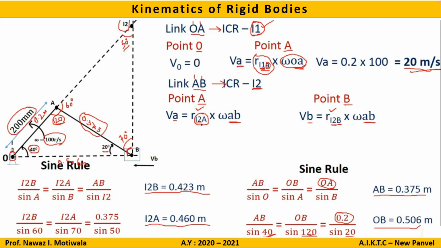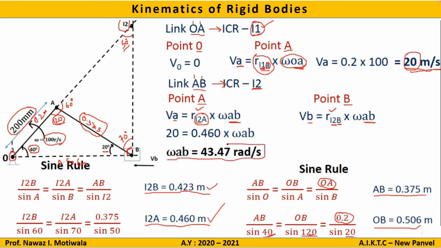Now you see that the requirements were I2A and I2B, which we have already found here. Now we just need to substitute these values in the equation which we have found. The value of VA we already know as 20 meters per second. I2A we have already found as 0.460 meters. So I will substitute it and I will get the answer for omega AB as 43.47 radians per second. This is my required answer.